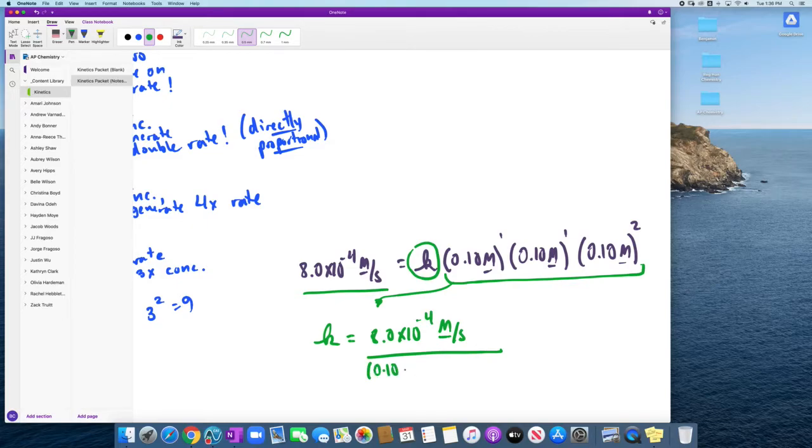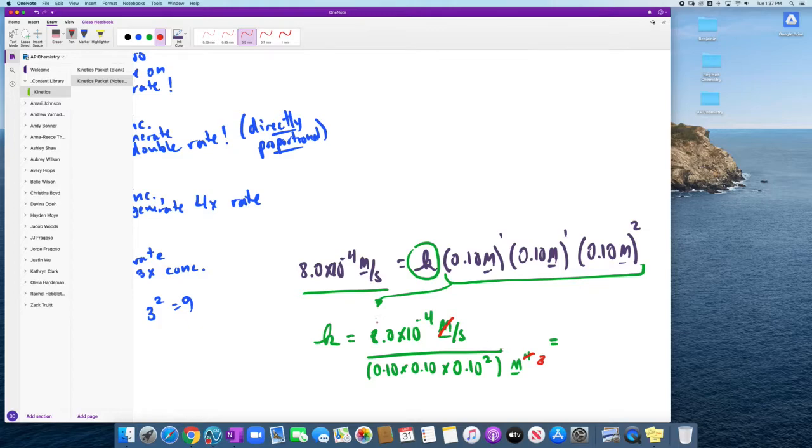0.1 times 0.1 times 0.1 squared, right? And the units is molarity times molarity times molarity squared. So this is all molarity to the 4th power. And so we can deal with the units right now. One of these molarities divides out. So that's molarity to the 3rd power. And that's it. That's what happens to the units.